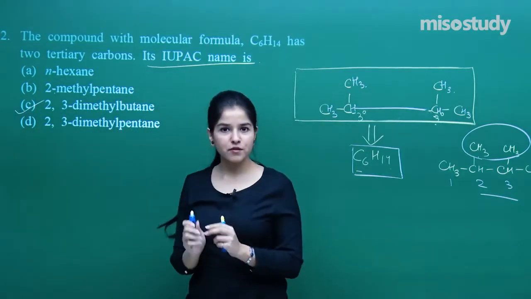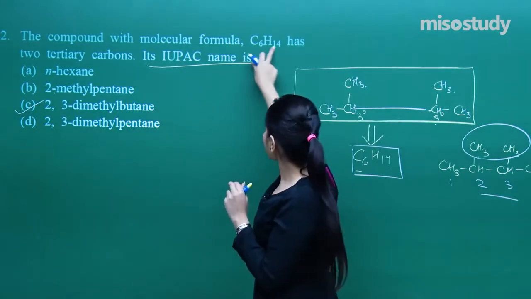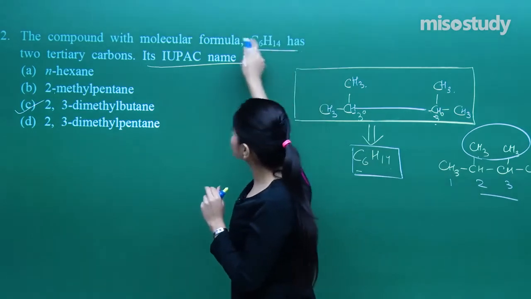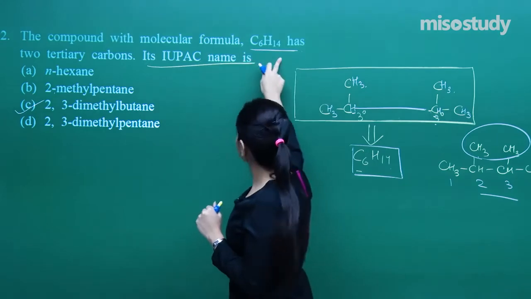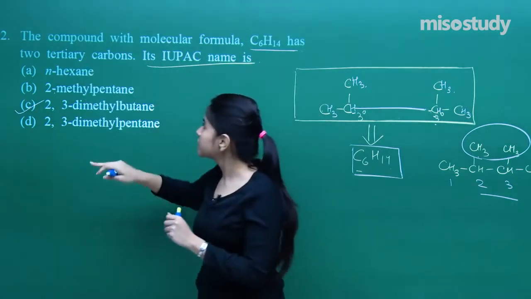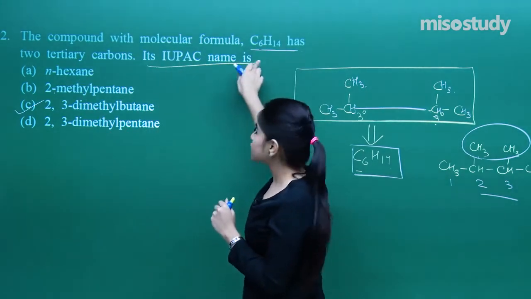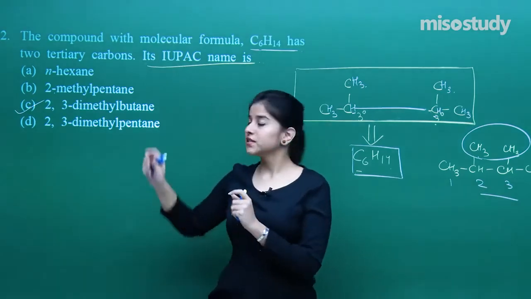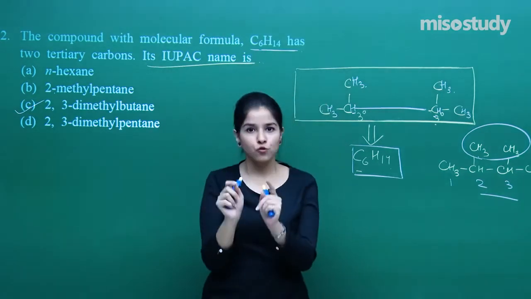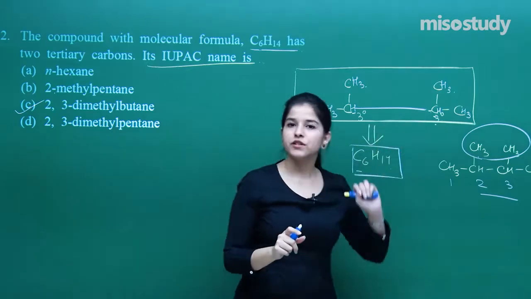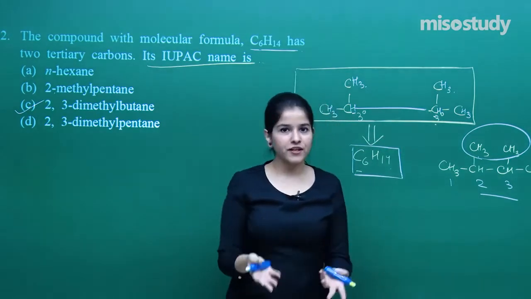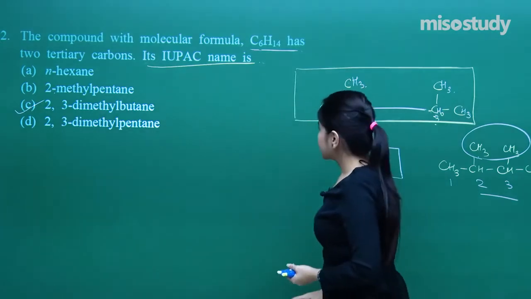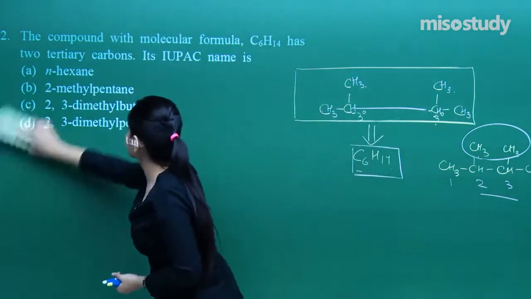It was also very simple. You just need to have proper knowledge about what all things are required in the question. They had asked about the 2 tertiary carbons having this particular formula. That means this structure C6H14 contains 2 tertiary carbons. So you need to first simplify the question, then find out the answer. Now let's have a look at the next question.